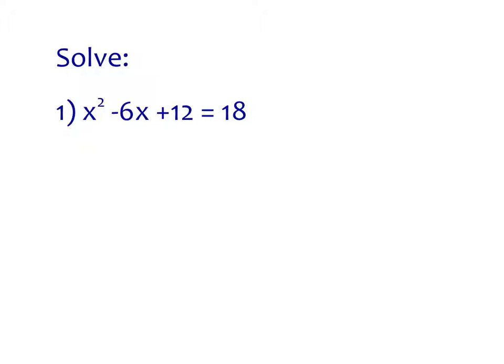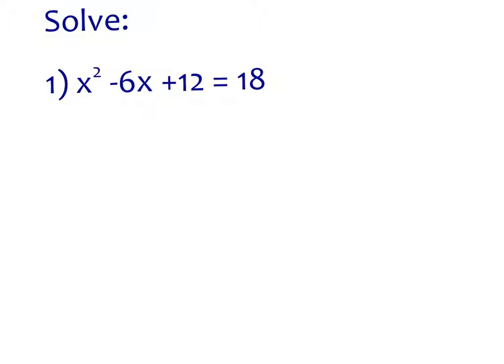Solve x squared minus 6x plus 12 equals 18. So again, step 1 says if we have something in front of x squared, we need to divide by whatever that is. The coefficient in front of x squared is 1, so we don't need to worry about step 1. Step 2, isolate the x squared and bx terms. So I'm going to move the 12 to the other side. I'm going to subtract 12 here, so I can isolate my x squared and x term. So x squared minus 6x equals 18 minus 12, which is 6.